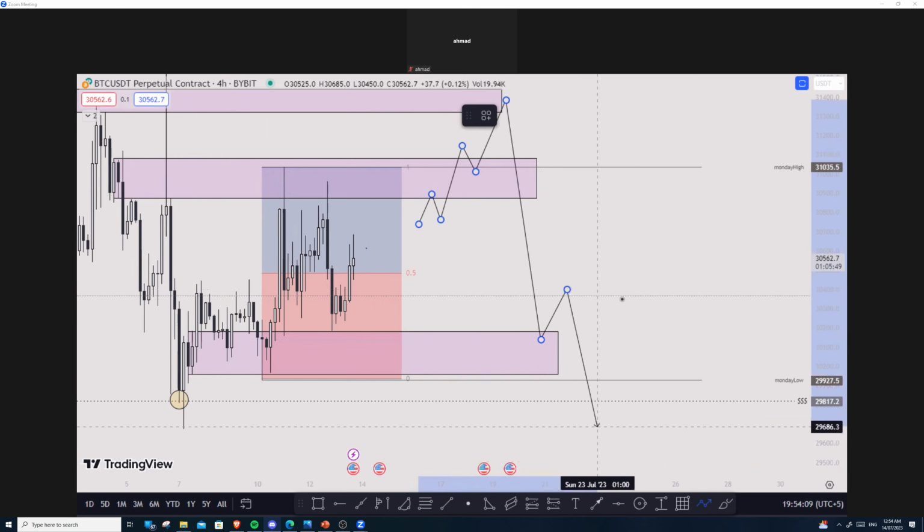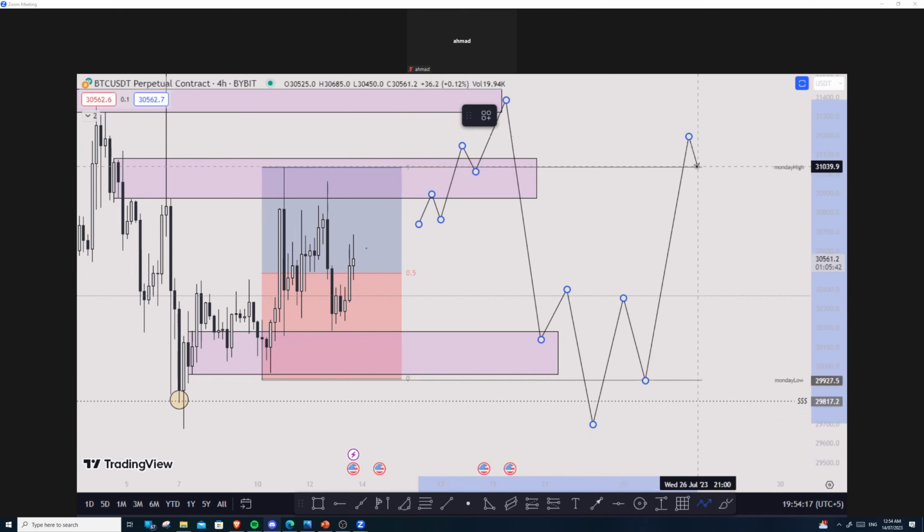And similarly, we would have a range play: get back into the Monday low, make this liquidity as support, and get back to the above liquidity. That is how I pretty much trade these levels.